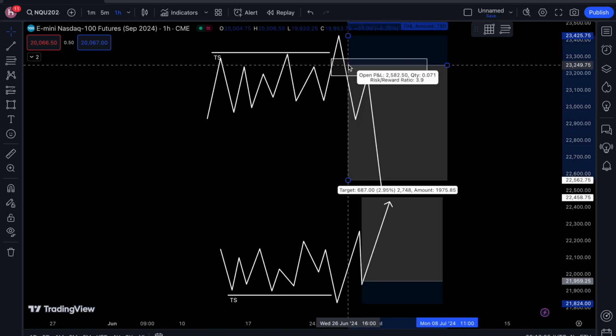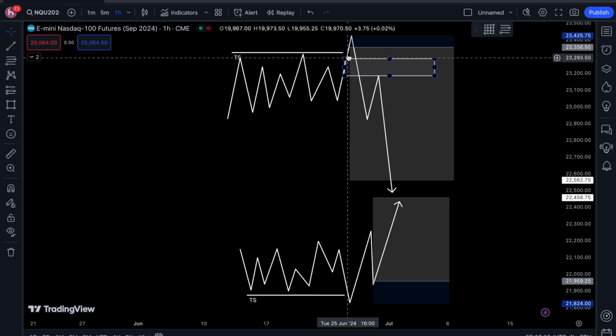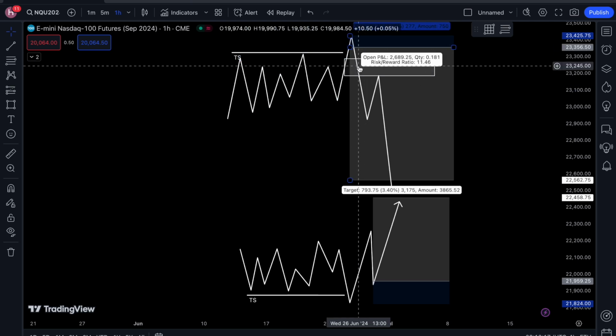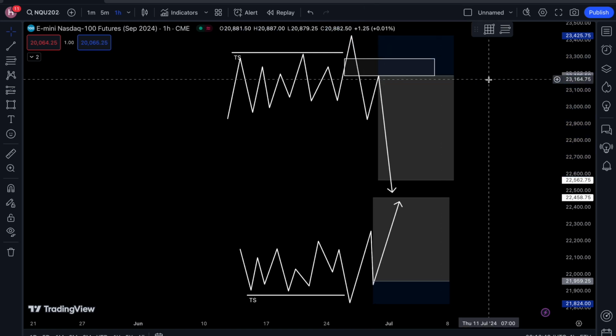Sure, you can enter on the turtle soup, right? But you're not going to have that extra confluence like that V-shaped recovery or that inverse fair value gap for the trade, so you probably could get stopped out. So this is why this is one of the highest confluences. Obviously, you have to have the correct draw on liquidity in the market for this to work. Remember, draw on liquidity is the most important concept in trading. Without the draw, you have nothing.